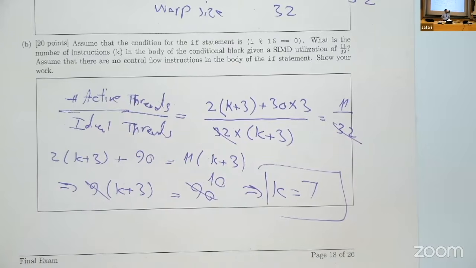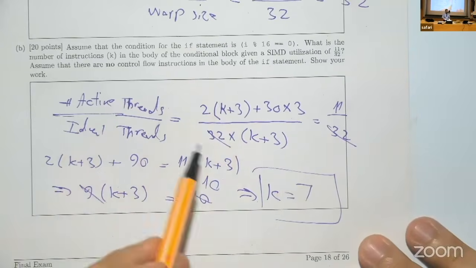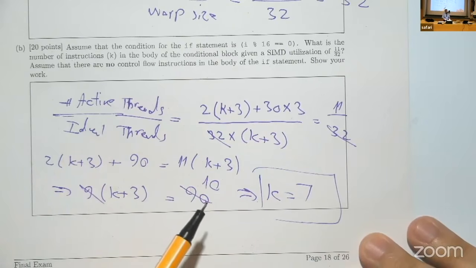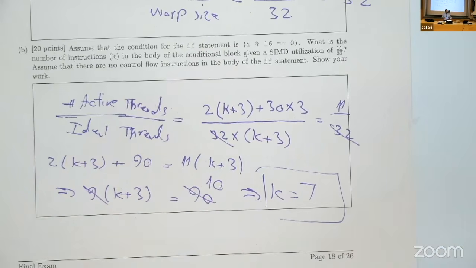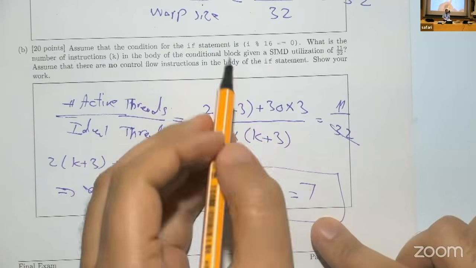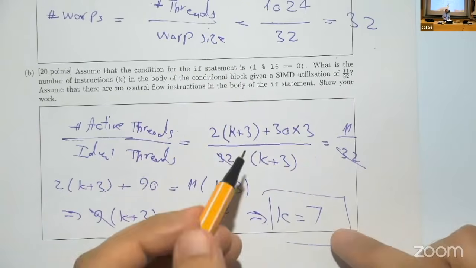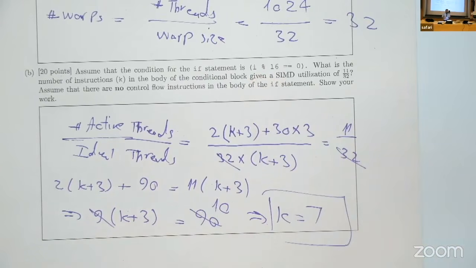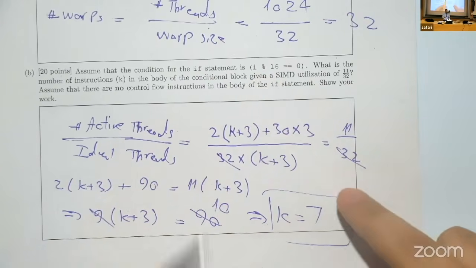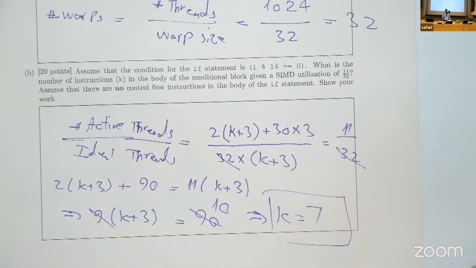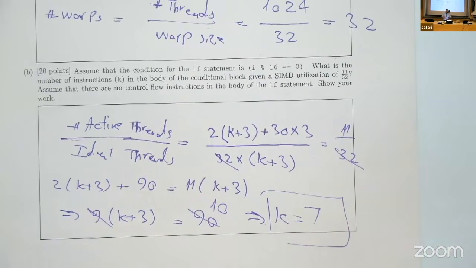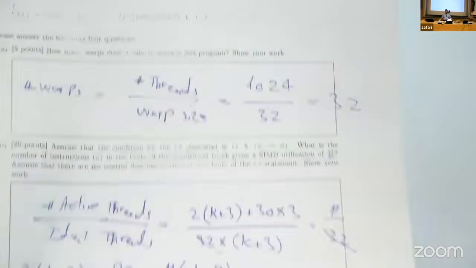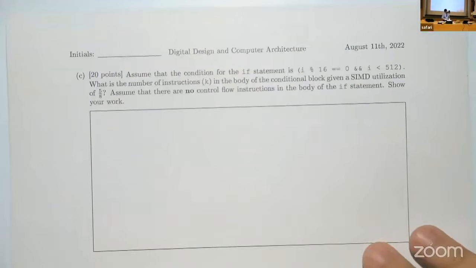I mean, the key point is to come up with this equation, which is not hard to come up with, because we know that because of this if statement, all warps are the same. The only difference is intra-warp, that some threads take the branch, and other threads don't. So you can write the equation only for one warp, because all warps are the same. We will repeat this again in the next one also.